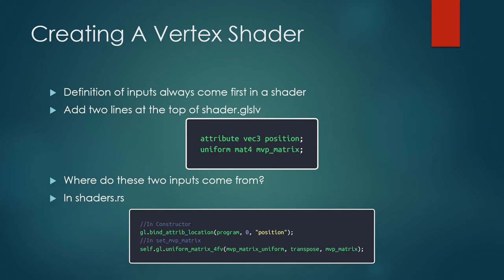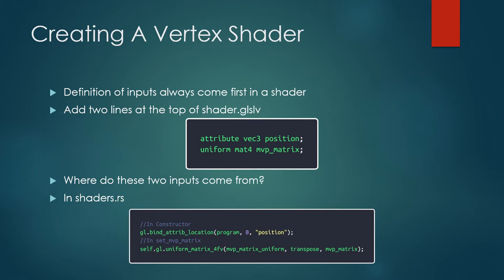For the next couple of slides, we're going to be going in pipeline order to retain that information. So we're going to create our vertex shader first. Following the structure of a GLSL shader, we must first declare our inputs. There are two inputs in our program, the position in 3D space and the MVP matrix. If you look at different locations in shaders.rs, you'll be able to see where both of these values are set.